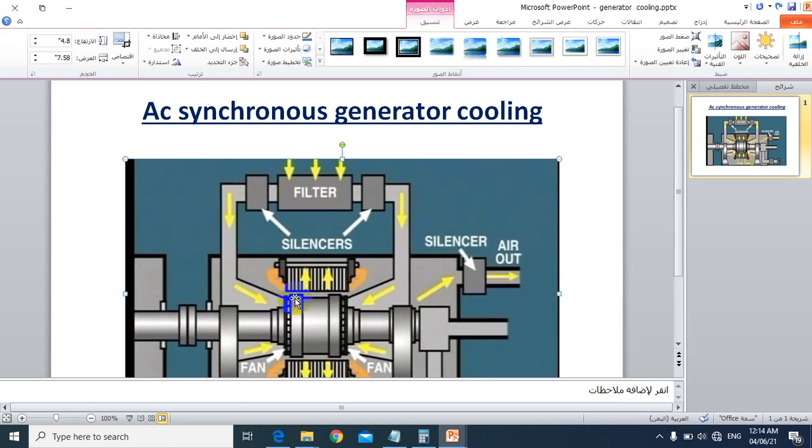Limitations of air cooling. For large capacity machines, the sizes of the fans required for circulation of air increase and require considerable power. Thus, auxiliary equipment is required, which is expensive. There is an optimum rating of machine beyond which air cooling will not be able to keep the temperature within safe limits.